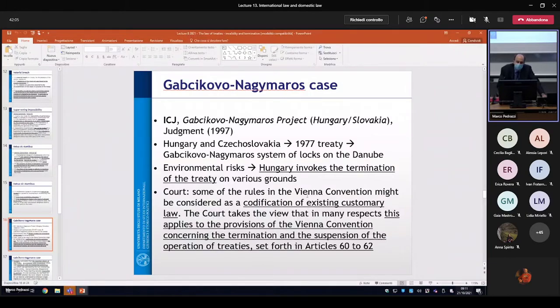Now, the court takes into account the Vienna Convention, which was not applicable as a treaty to the case, but it analyzes the Vienna Convention and considers at least some of its rules as a codification of existing customary international law. According to the court, this applies in particular to the provisions concerning the termination and suspension of operation of treaties set forth in Articles 60 to 62 of the Convention.